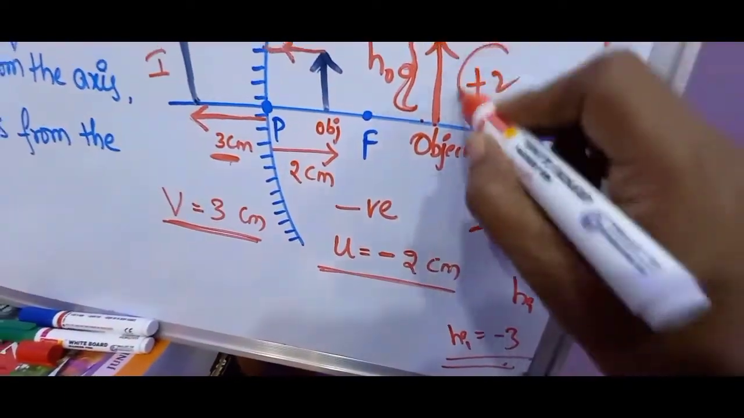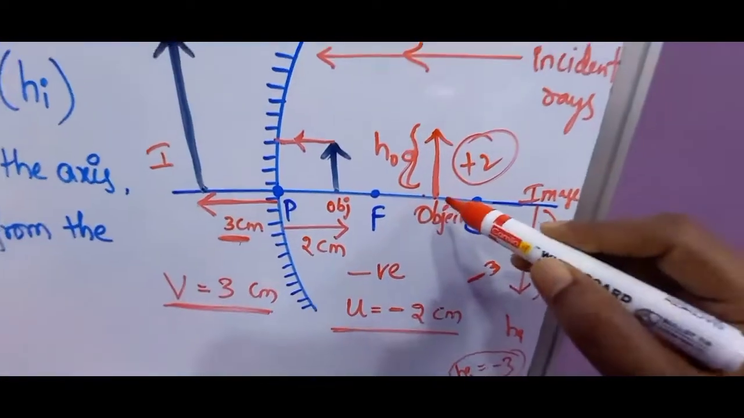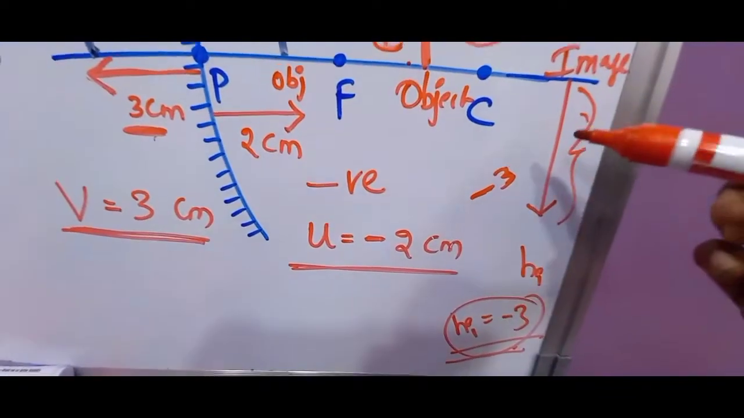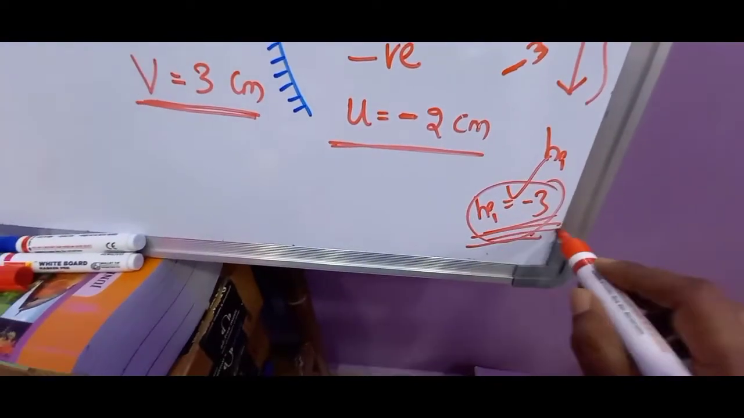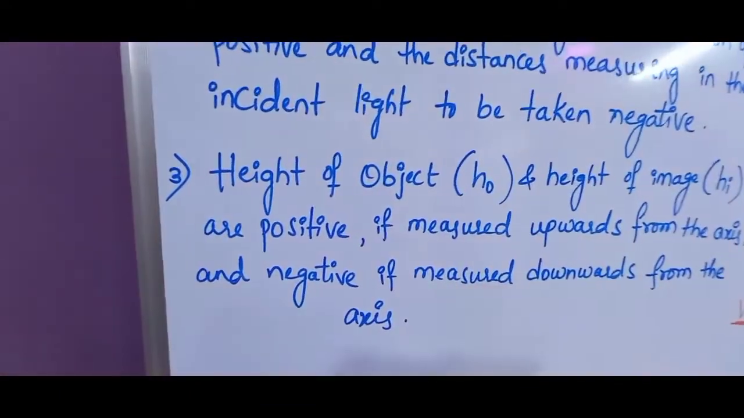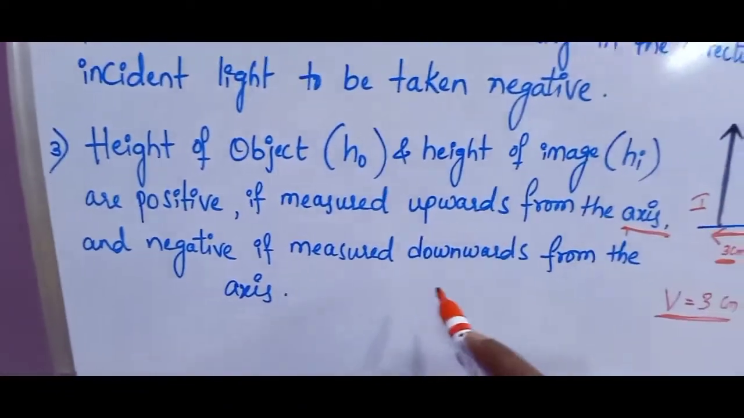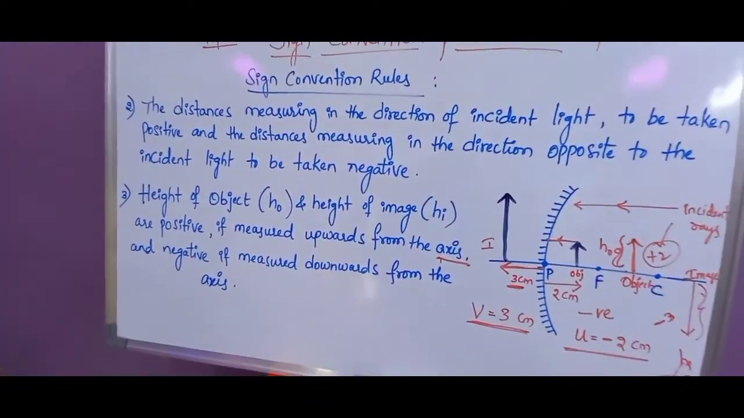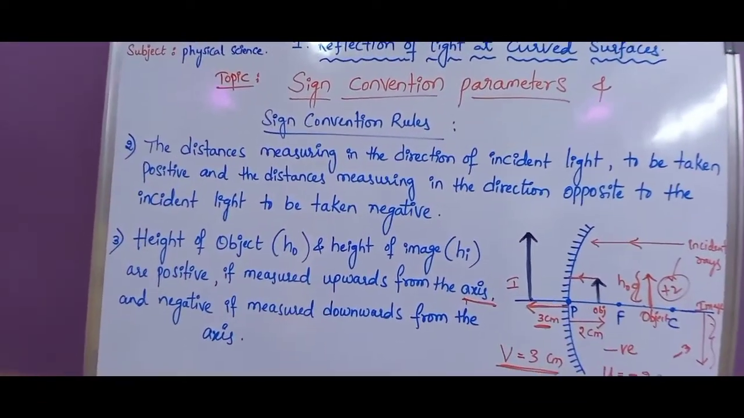Positive and negative, the sign convention should be given like this. Whenever we measure the height of the object from the principal axis in the upward direction, that quantity should be taken as positive. Whenever we measure the height of the image from the principal axis in the downward direction, we have to take that magnitude as a negative quantity. So height of the object and height of the image are positive if measured upwards from the axis, here axis means principal axis, and negative if measured downwards from the axis. So these are the sign convention rules, children. If we keep all these rules in mind while doing calculations, we can easily keep the plus and minus signs.